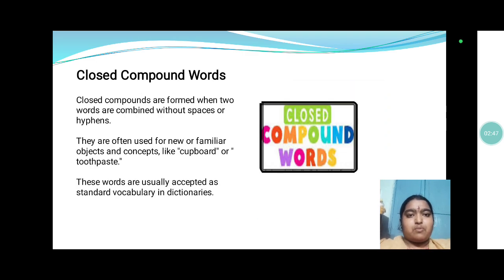Closed compound words. Closed compounds are formed when two words are combined without spaces or hyphens. As we have said, closed compound words are formed without spaces or hyphens. They're often used for new or familiar objects and concepts like cupboard or toothpaste. Cupboard is formed by two words, cup and board. Both are combined to form a new word, cupboard, which has no spaces in it. These words are usually accepted as standard vocabulary in dictionaries. As we have discussed, these are essential in the vocabulary.